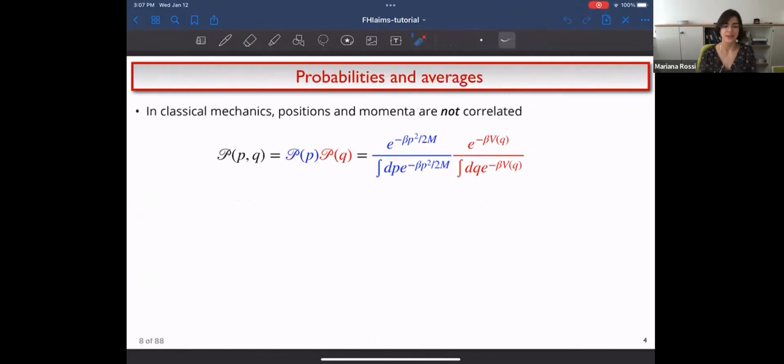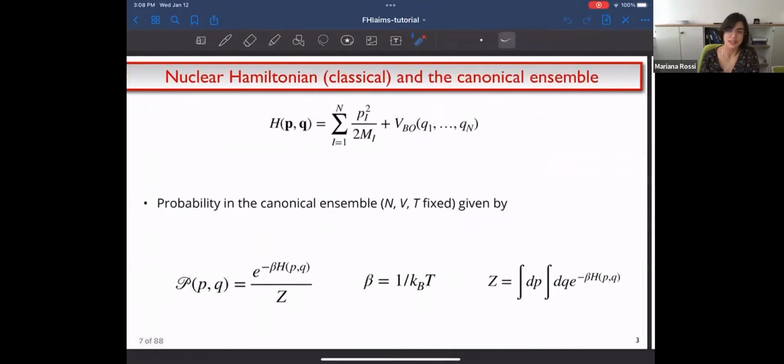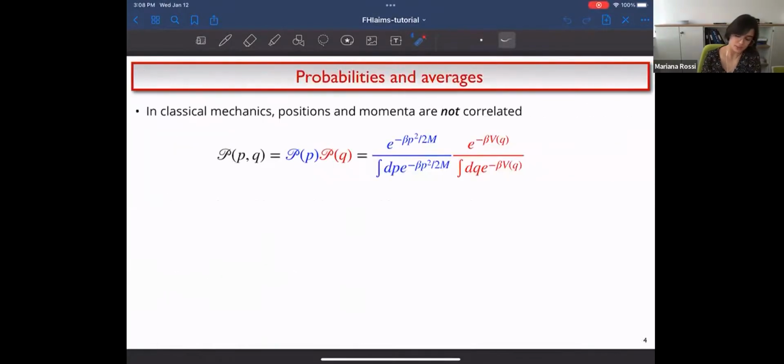Position and momenta are not correlated, and so you can factorize this probability distribution into one corresponding to the momenta and one corresponding to the positions. They look like this blue and red term that I show here.